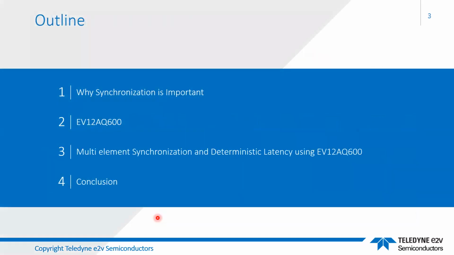So I'll have a quick outline of what we're going to speak about. Why is synchronization important? Then we'll discuss our product, the EV12AQ600. That's a quad 1.6 gigasample per second 12-bit A to D, and the features that are included in that product, which enable robust multi-element synchronization and deterministic latency. And then we'll have a wrap up with some of the information that's available to people on the web.